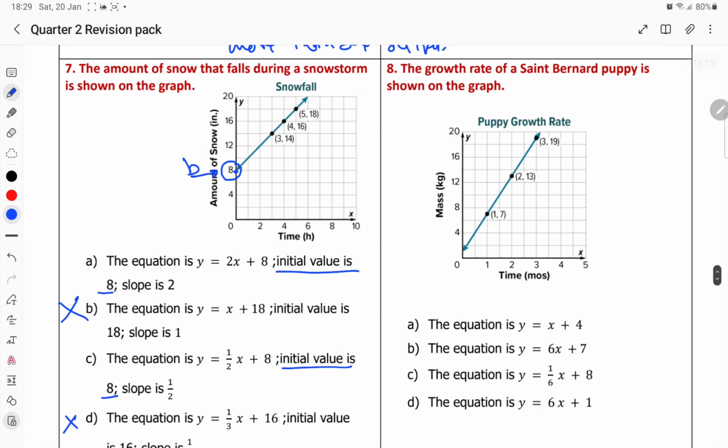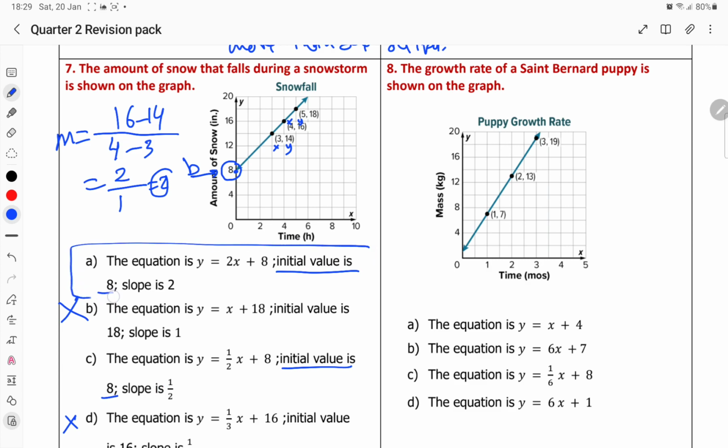So m equals, let's take any 2 points, this one and this one, for example. 16, we say we have x and y. Remember, module 4, x and y. So subtract the y together. 16 minus 14 over the x together, 4 minus 3. What is 16 minus 14? 2. 4 minus 3 is 1. So the slope is 2 over 1, which is 2. So here is the answer. The initial value is 8 and the slope is 2. Excellent. Very good. Pause the video and try to solve this on your own.